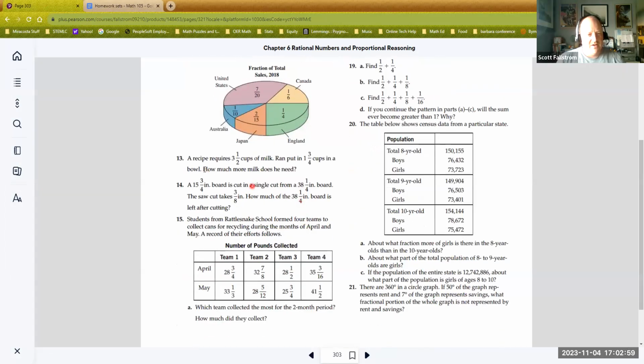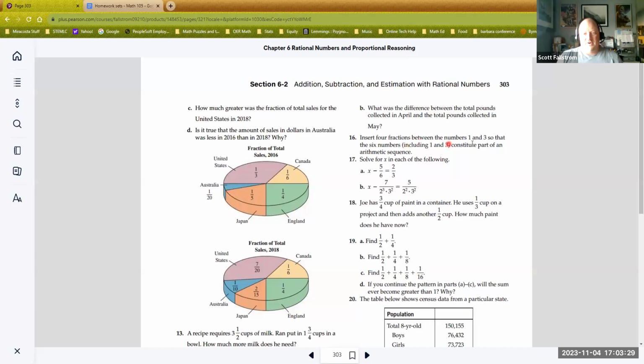Okay. Recipe requires this much milk. Somebody put in this many cups into a bowl. How much more milk does he need? The board is cut. The saw cut takes this much. So if you go through and cut this much off a board, but the saw, again, when you're cutting something, it's usually not a perfect cut. The saw actually eats up part of the wood. So how much is left over?